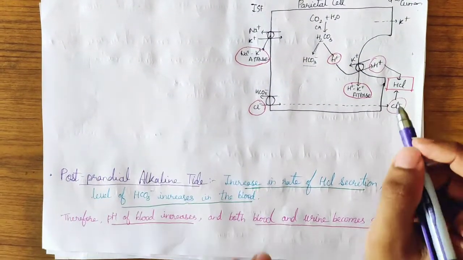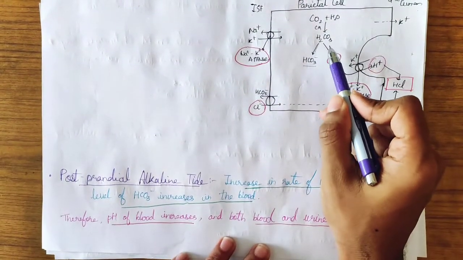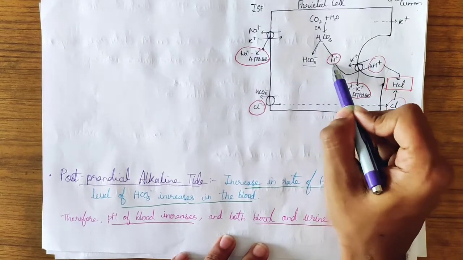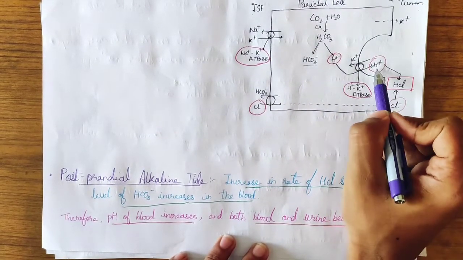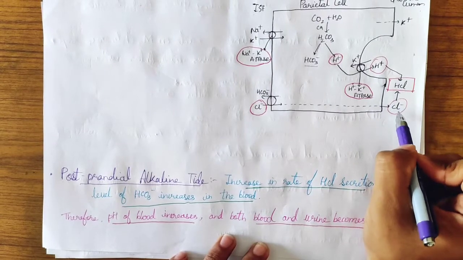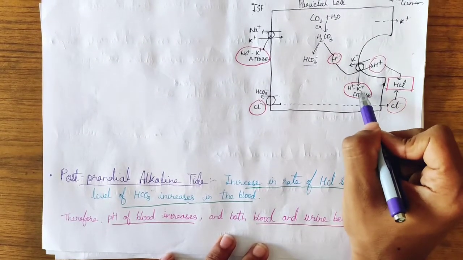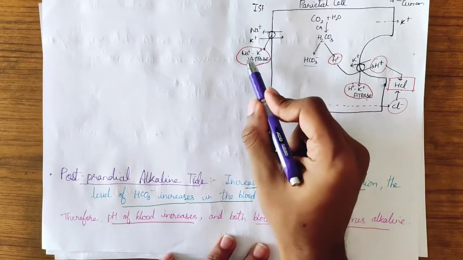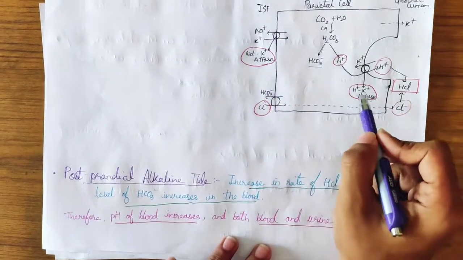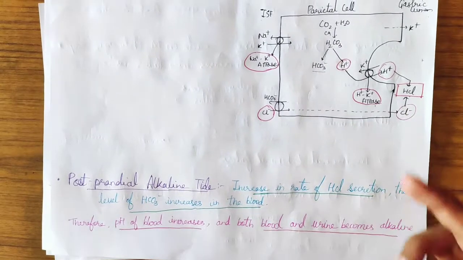So this is a recycling of K+ process. Let's revise this again. The H2CO3 decomposes to HCO3- and the H+ ion, which fuses with the Cl- ion to form the HCl. This is due to the H+ K+ ATPase. So there are two ATPases, Na+ K+ ATPase and the H+ K+ ATPase.